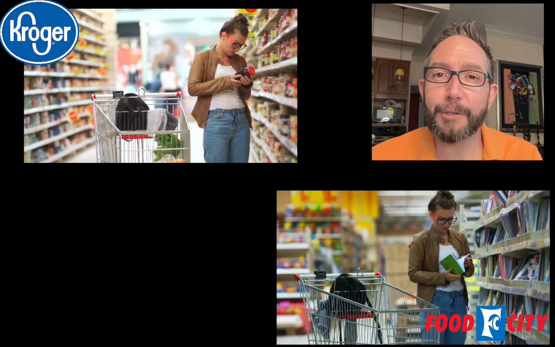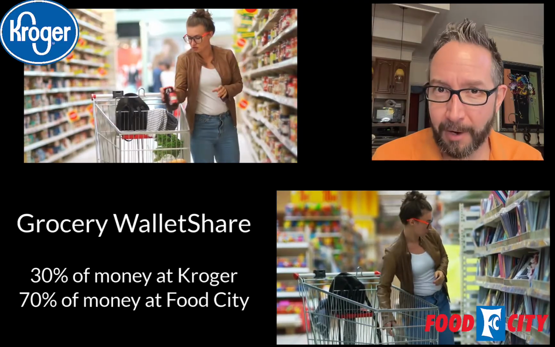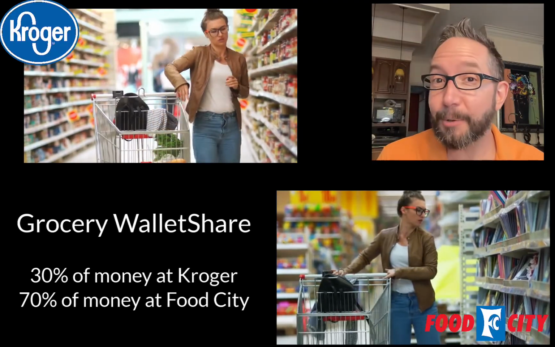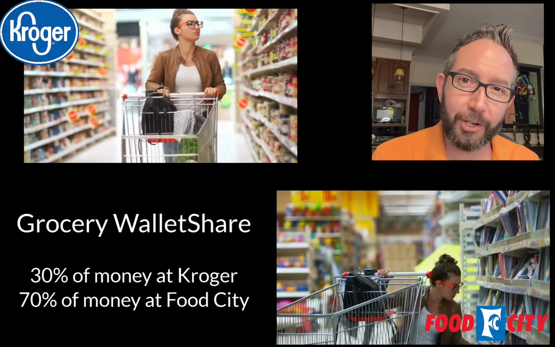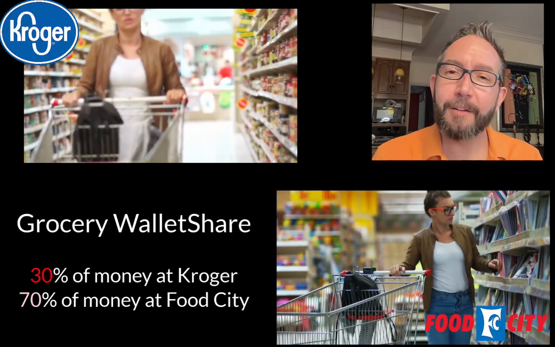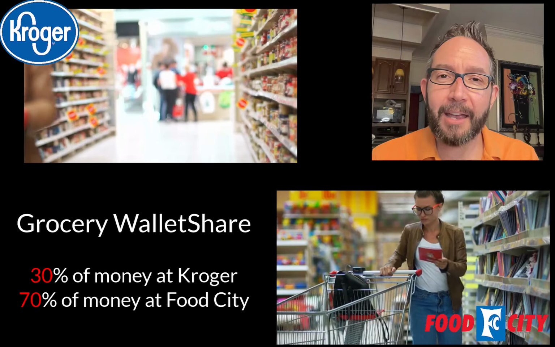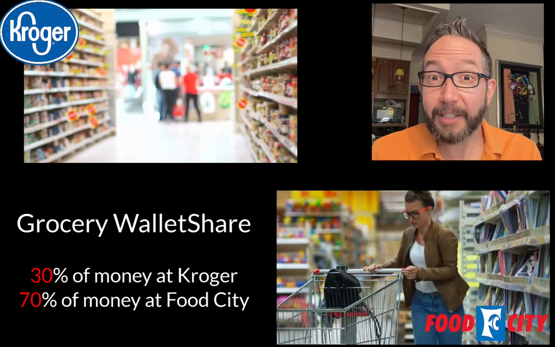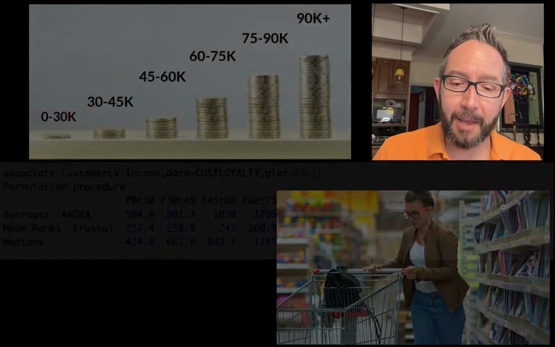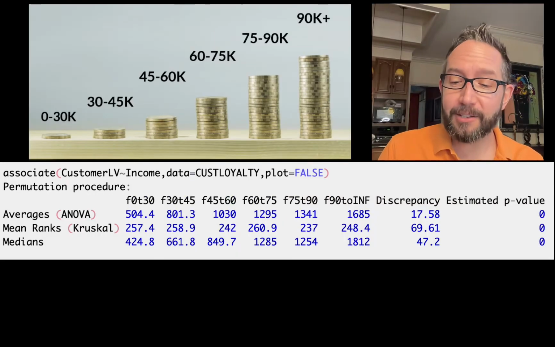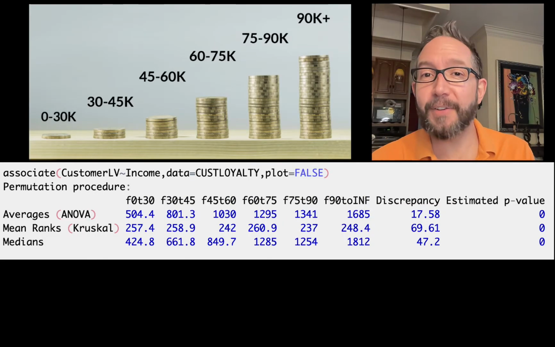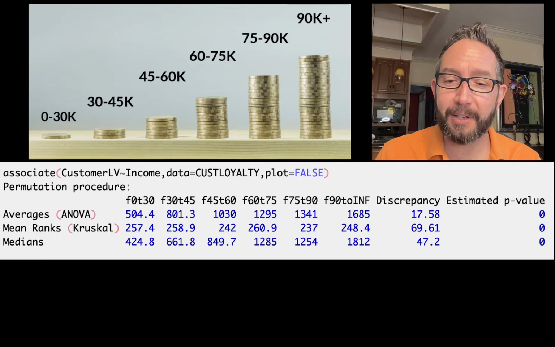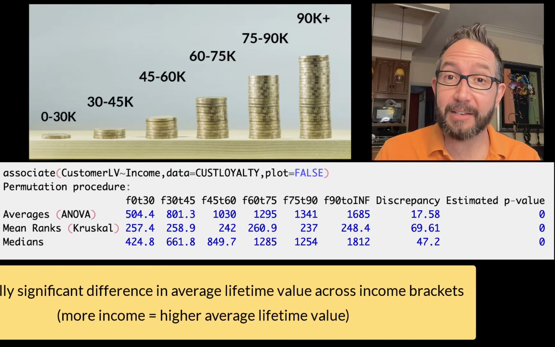So for example, if you spent 30% of your money at Kroger when you're doing grocery shopping versus 70% at Food City, well, your wallet share for Kroger would be 30, your wallet share for Food City would be 70. And we could expect that there would be a nice tight relationship between these quantities. So if we ran the associate command to see is there any statistically significant difference in the lifetime values depending on income bracket, we find that there definitely is.